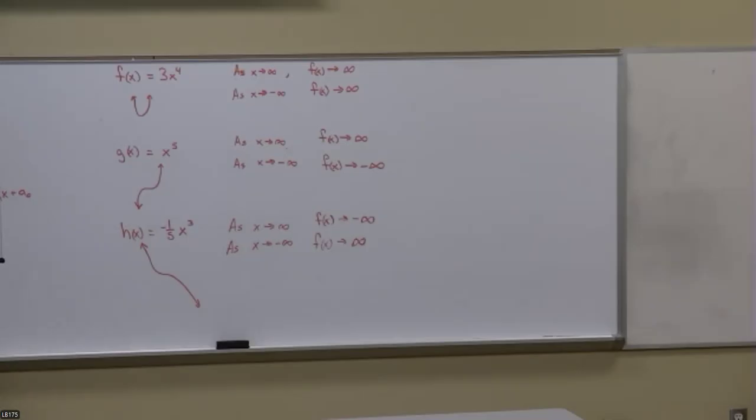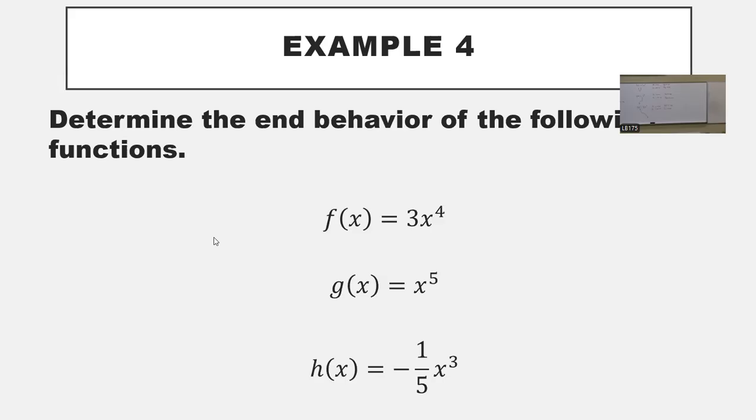Does that make sense as far as end behavior goes? Again, it's fancy notation, but it's just saying as you move left or right, is it moving up or down? That's the idea. And by left or right, we mean as you move far out to the left or far out to the right. Okay, not necessarily in between.